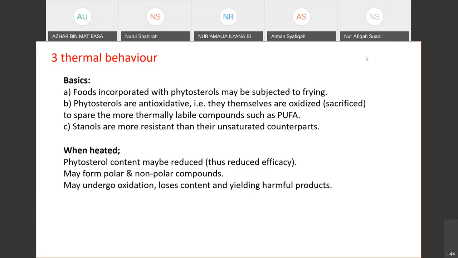So if you have stanols and you can incorporate stanols into your vegetable spreads or any other fatty-based products, you should choose stanols because stanols are more resistant. Okay? All right, so when heated, phytosterol content may be reduced. Yes, it may form polar and nonpolar compounds that can be toxic, may undergo oxidation, lose content, and yield harmful products.